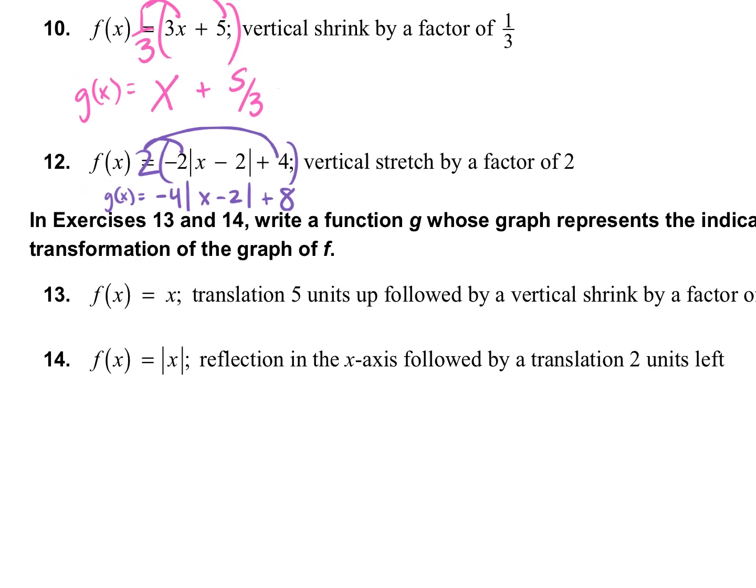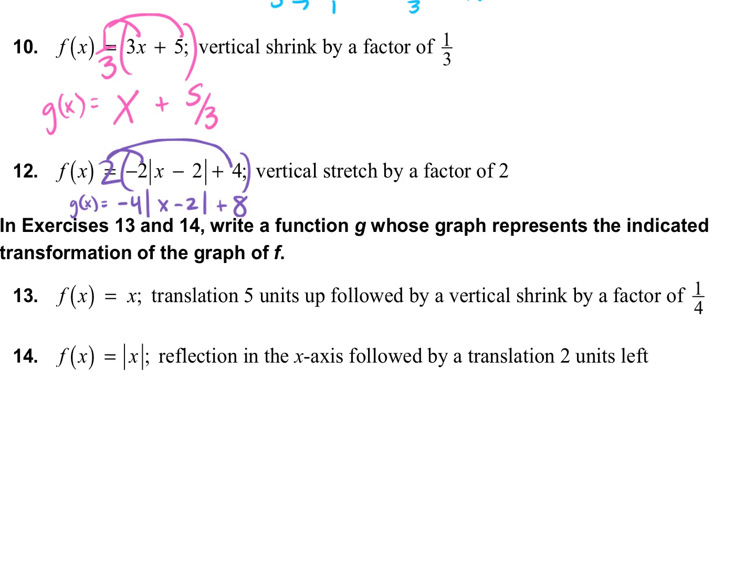All right, 13 and 14, we have a combination of transformations. So we just want to make sure we apply our transformations one at a time and in the order that it tells us. So for 13, which transformation am I going to apply first? Up 5. How do I show that I'm going up 5? Add 5, inside or outside? Outside. So we start with that x plus 5.